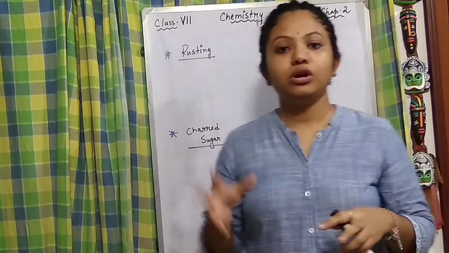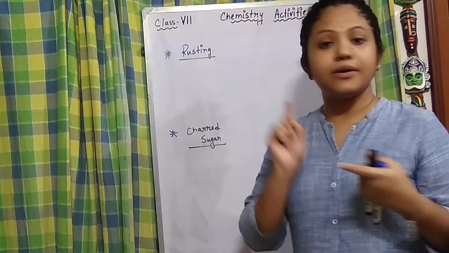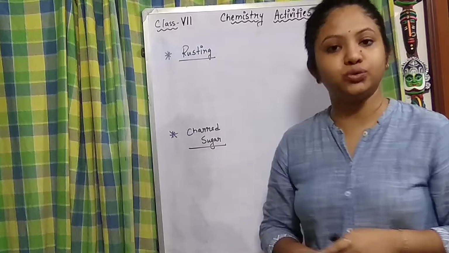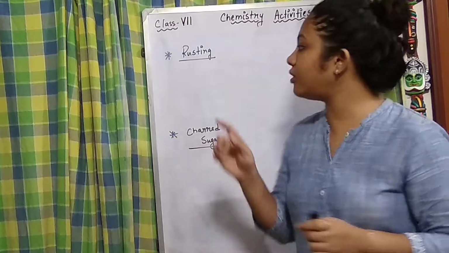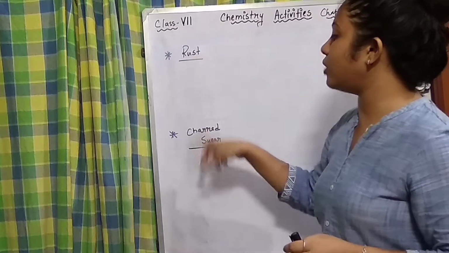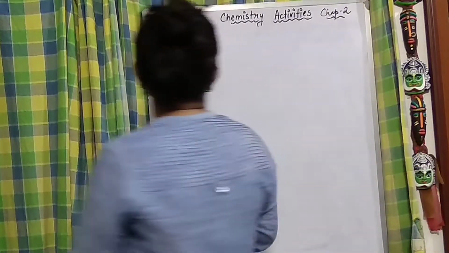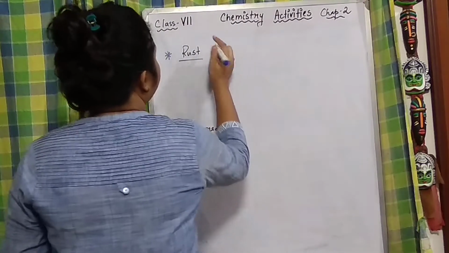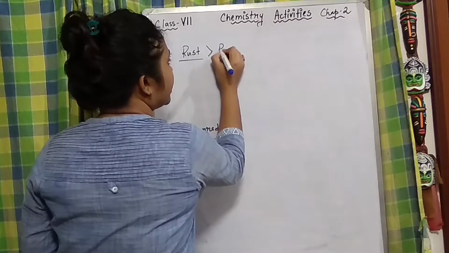Similarly, there are two substances I am going to talk about, that is rusting and charred sugar. What are these two things? Rust and charred sugar are the products of chemical change. What kind of chemical change? Let's talk about this. What happens during rusting? The process is called rusting.